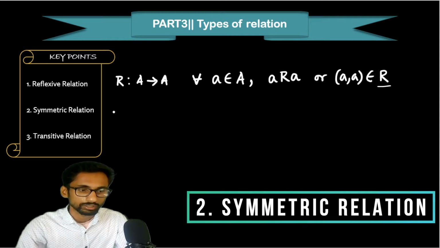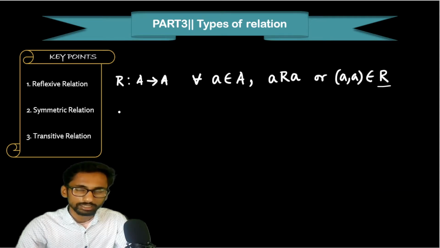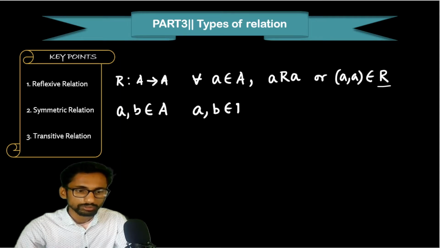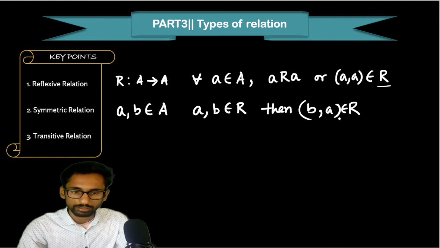Second one is symmetric. Consider the same relation A to A, and here we need two elements from the domain. If A comma B belongs to the relation, or A is related to B, then B is also related to A. That means B comma A also belongs to R. If this is true, then the given relation is symmetric.